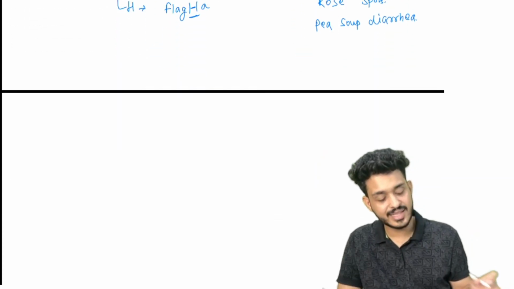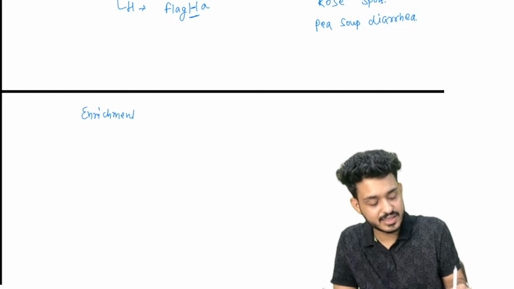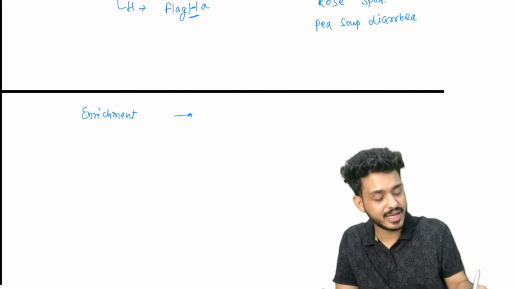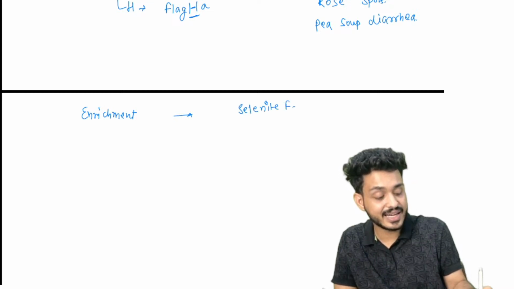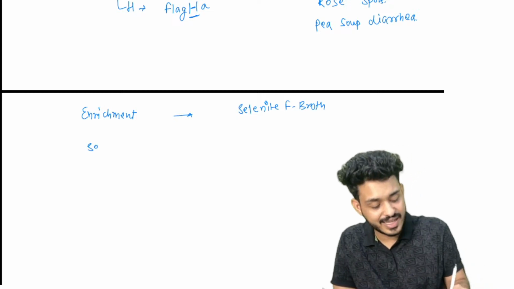What is the enrichment media? We have already discussed in the question. What is the enrichment media for Shigella and Salmonella? Your answer will be selenite F broth. Selenite F broth. And what is the selective media?